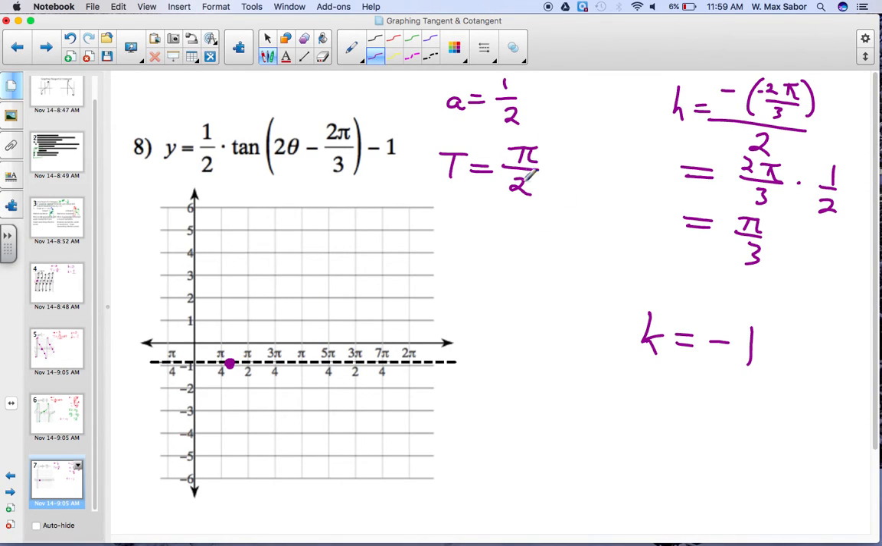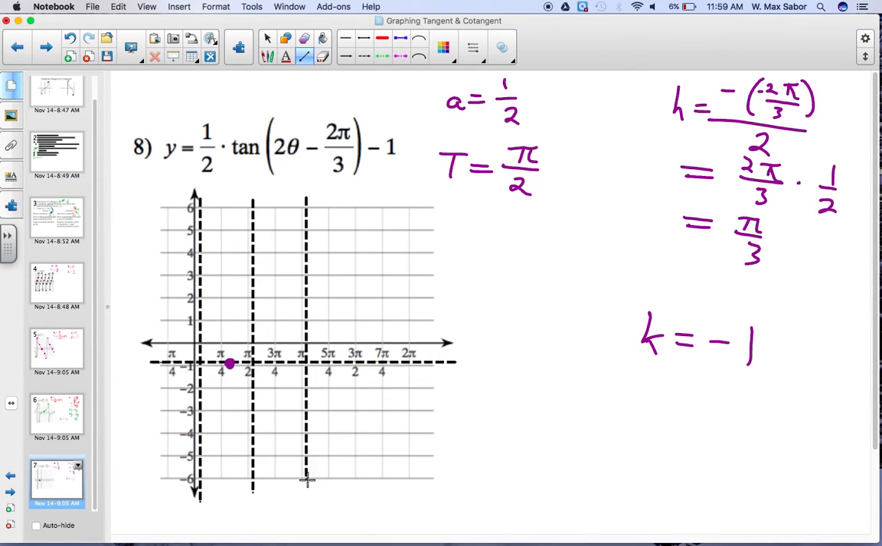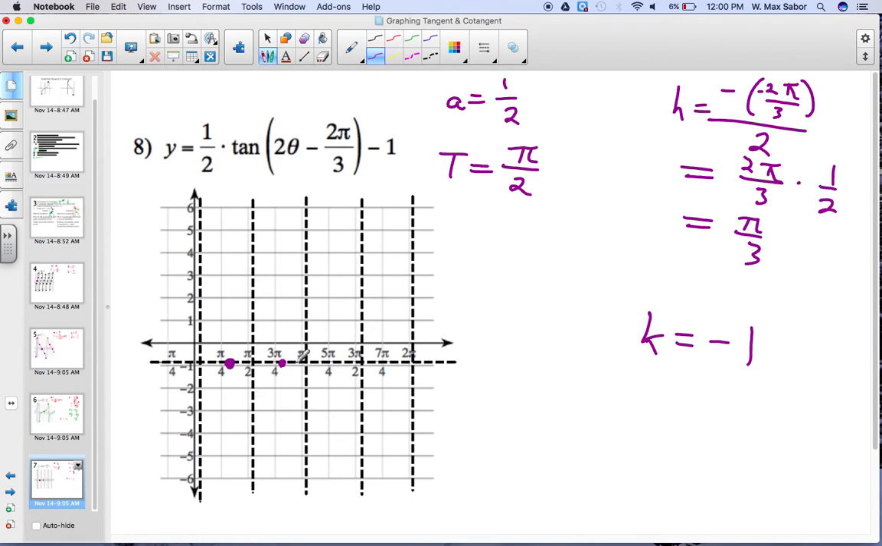Now we move half a period. Half of pi over 2 is pi over 4. So if we move pi over 4 to the left and right, that gives us our asymptotes. If we continue moving another whole period to the right, that'll give us more asymptotes to graph. These are supposed to be not at 2 pi, but 2 pi plus like a sixth pi or something like that. And these are our equilibrium points.